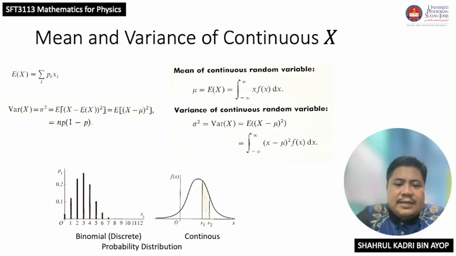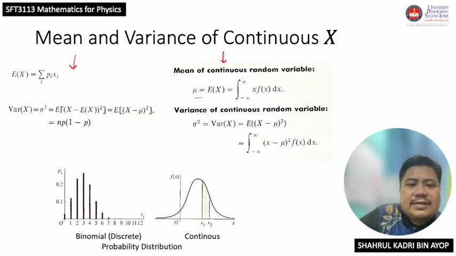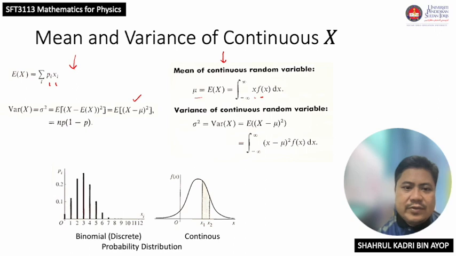Similar to the discrete binomial distribution, a continuous x also has a mean and variance. Let's compare. This is for binomial and this is for continuous random variables. You can see they are almost similar, except that this is a summation because it is discrete, and this one is an integral because it is continuous. This is x multiplied by the probability distribution function, the probability times x. The variance is also similar, so you can compare.